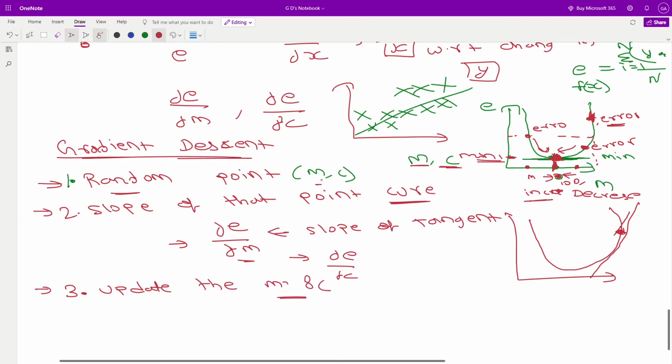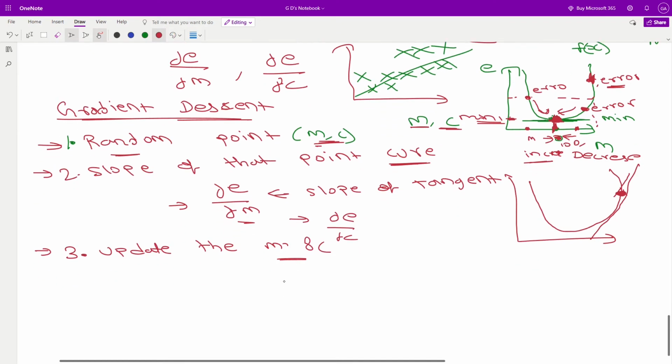You have started with a random m and c value. Based on this particular m value, you calculated the error. How do you calculate the error for this random point? You calculate it using the formula of mean squared error. After that, you find the slope of that particular point, and then you update the m and c value. But how do you update the m and c value? So already we understood that.